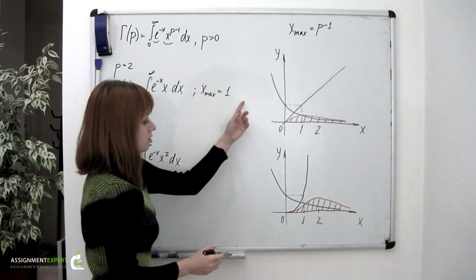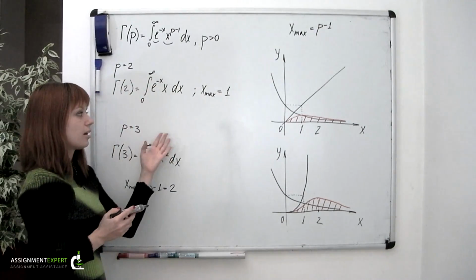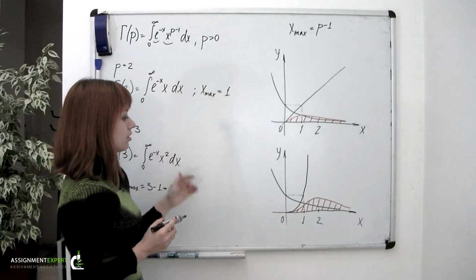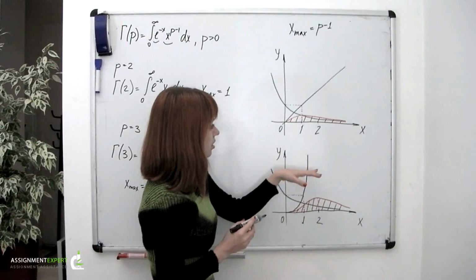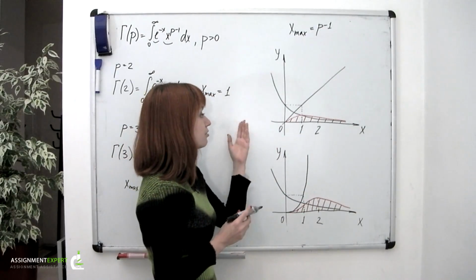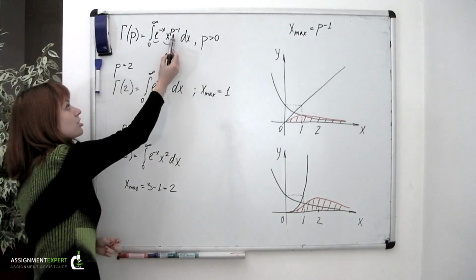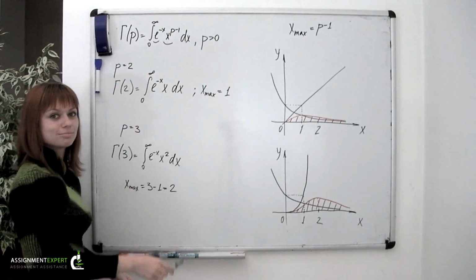As we can see from these two graphs, as the order of a polynomial function increases, the product curve goes higher and the bounded area therefore is increased as well. So increasing of b parameter leads to increasing of gamma function.